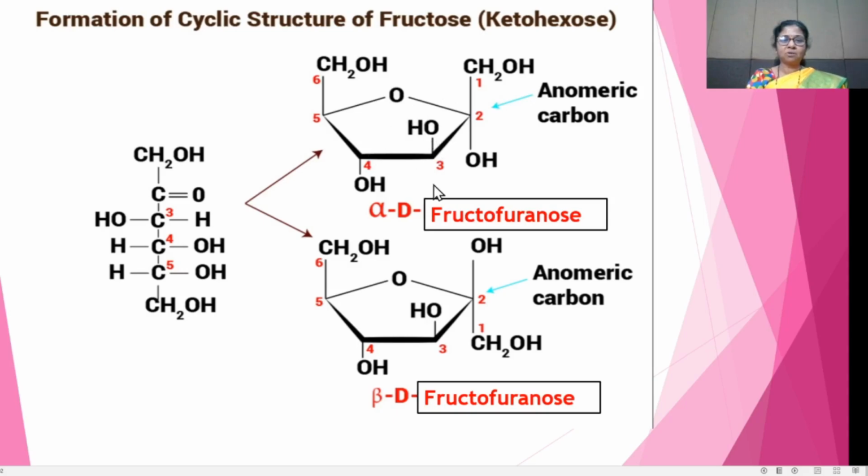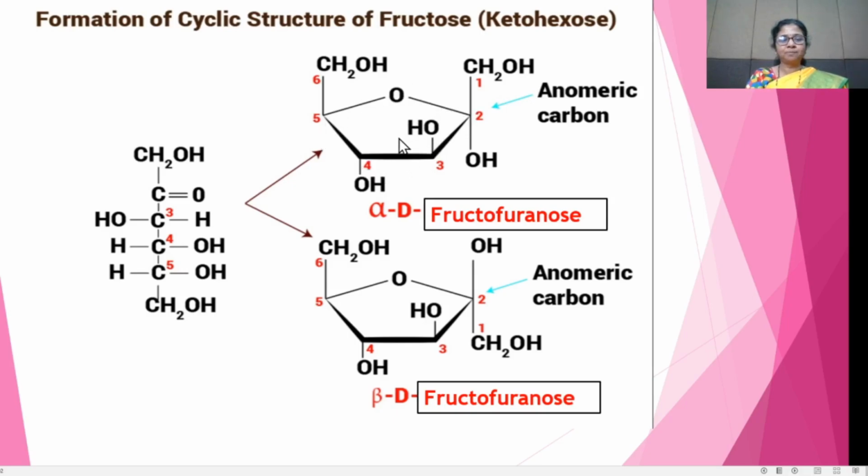And therefore it is called the furanose. OSE is for carbohydrates, and furan is the type of this ring, a 5-membered ring containing an oxygen atom. This type of ring is called furan. Here also, see, this is a 5-membered ring.